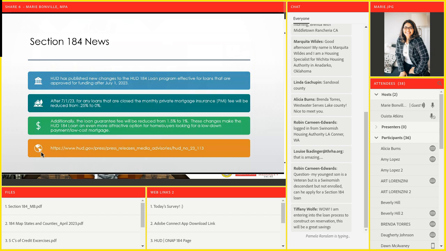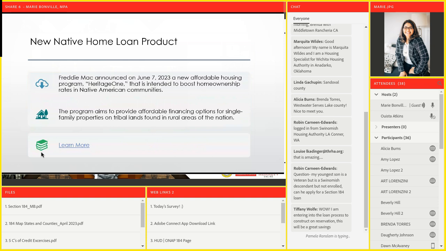Awesome. Yeah, Tiffany says that she's about to start the loan process to construct on the reservation. So this is a great savings. 0.25 to 0% is a huge savings. We'll actually look at what that looks like in terms of a payment here in a little bit. So I'm thankful. This has been the best month ever as far as information goes.